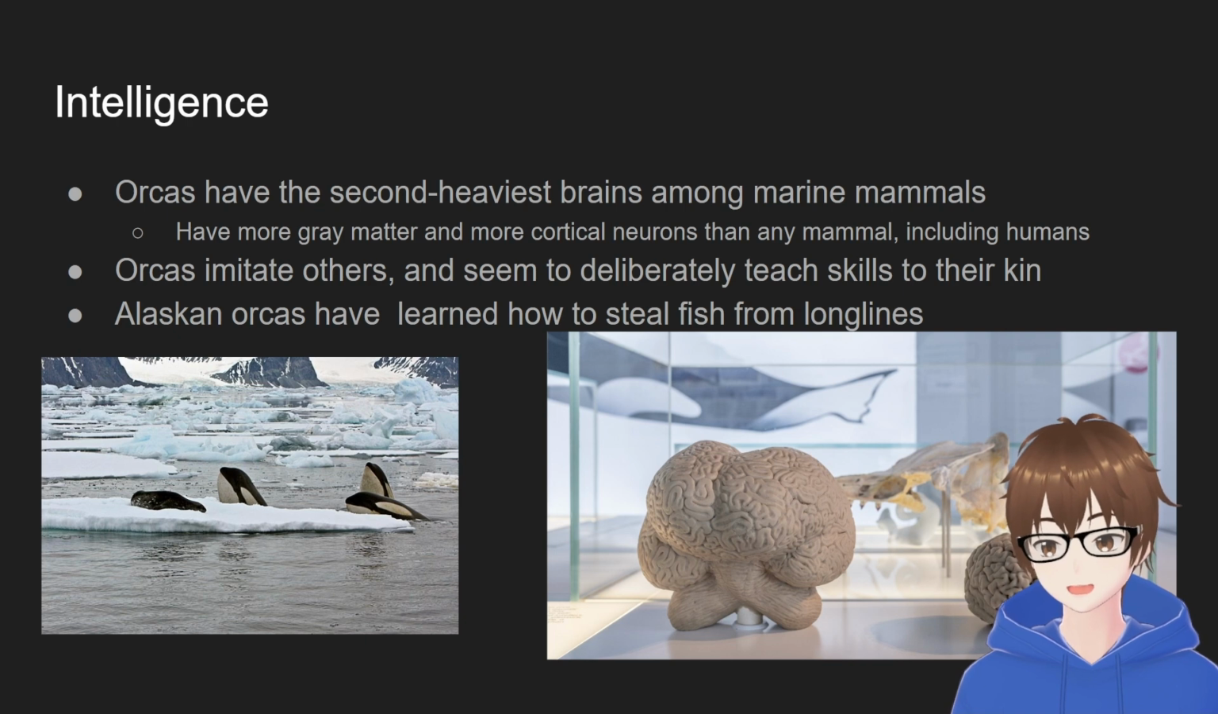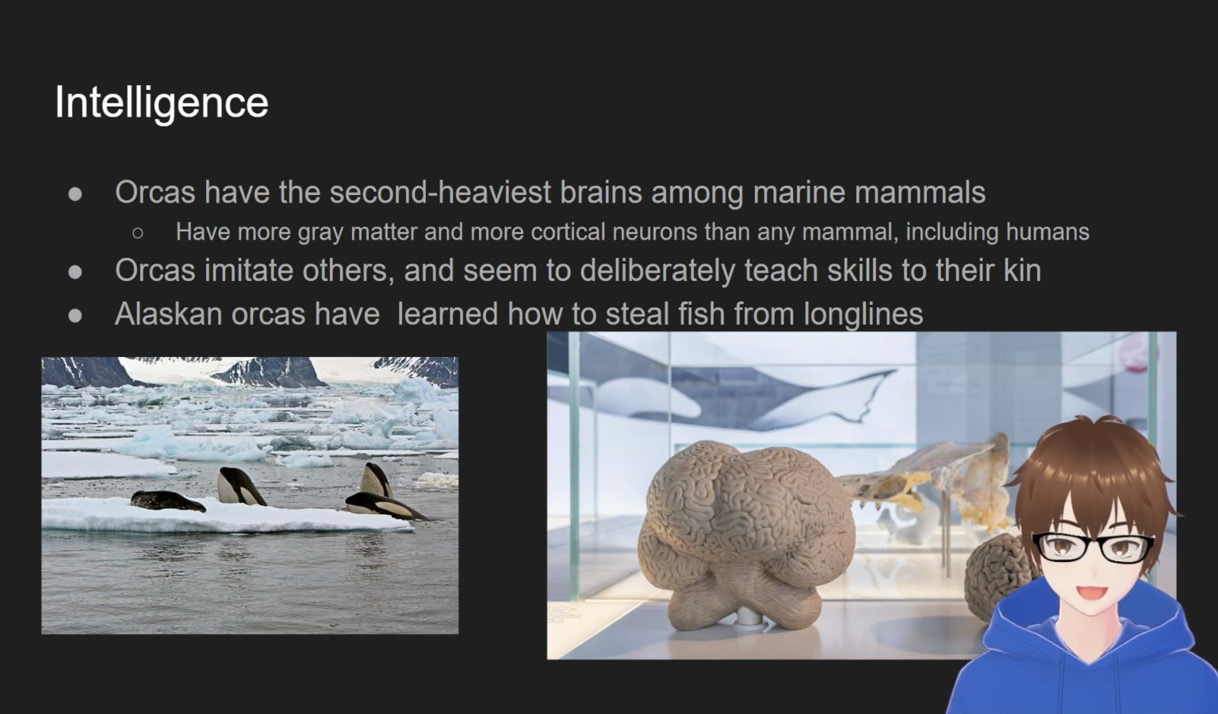Alaskan orcas have learned to steal fish from long lines. Fishermen fish with long lines up in Alaska, and orcas have learned to take the fish off those. Fishermen have also tried putting out long lines as decoys, but the orcas have learned that these are decoys, and they'll still go after the ones that have fish on them. They're very smart, scarily smart.